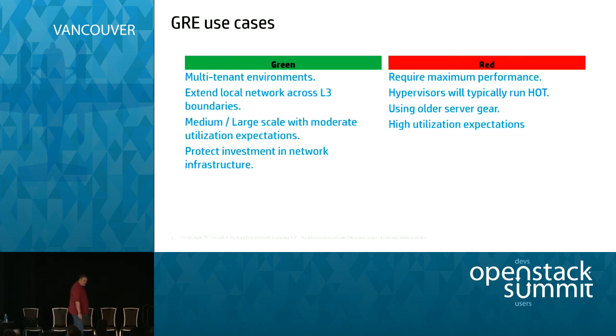So where would we use this thing? Multi-tenant environments, for sure. Low to medium expectations as far as your utilization goes. Areas where we want to extend layer 3 to other areas. If we want multi-region support, this will do a pretty decent job of that, right? Because of that encapsulation process, you can shift packets around and the servers on the other side aren't so aware of what happened. Does protect investment in your network gear. I don't have to buy anything new.